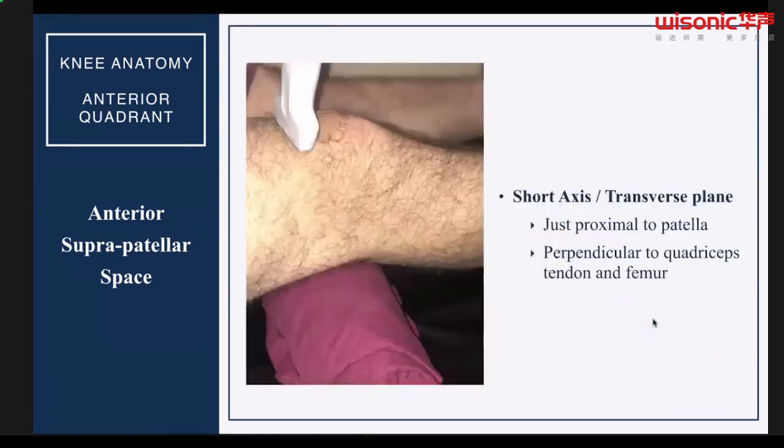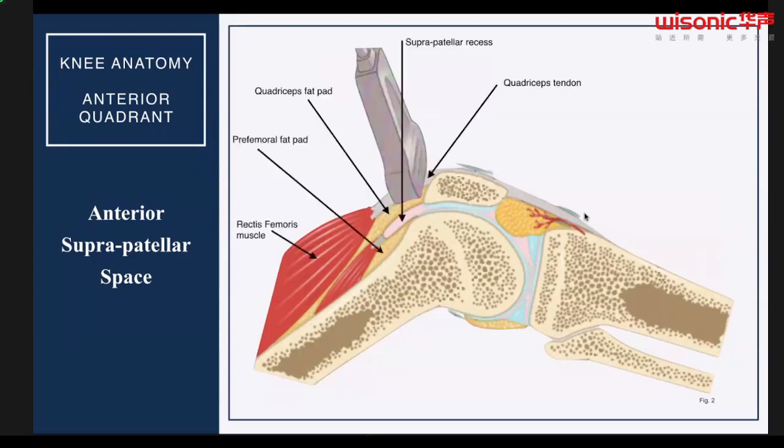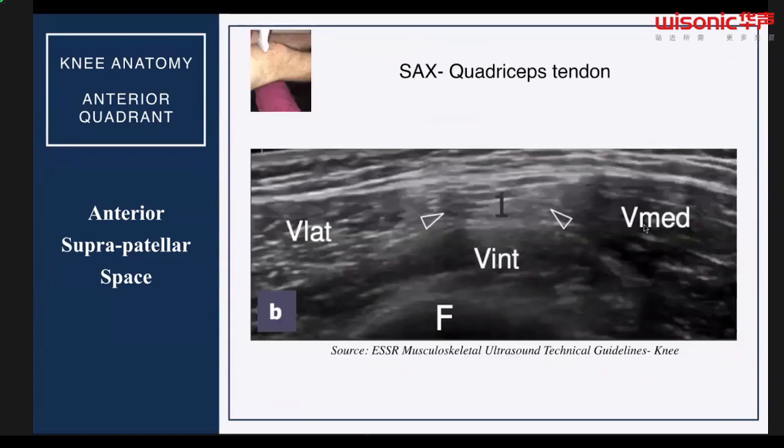So that was in the sagittal plane, and now we're going to move to the transverse plane. We were sagittal here, and then we just move 90 degrees to be in the short axis. You're going to be just proximal to the patella, perpendicular to the quadriceps tendon and the femur. Using that same image, this is what the ultrasound probe is going to look like, and you should see underneath the tendon, the fat pad, possibly the recess, and then the deep fat pad as well. You're not always going to see that fat pad. You can see a little bit right here, and you're going to see the femur, but what you see is that tendon.